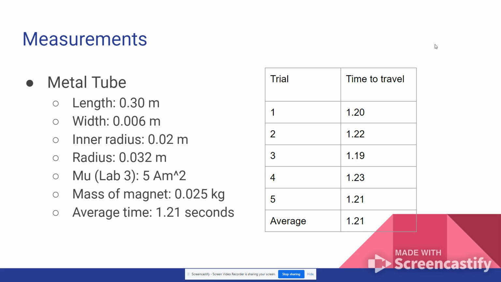The measurements in this lab were that the metal tube was 0.3 meters, the width was 0.006 meters, the inner radius was 0.02, and the radius was 0.032 meters. The mu for the magnet from Lab 2 was 5, and the mass of the magnet was 0.025 kilograms, and the average time it took for the magnet to fall through the tube was 1.21 seconds.